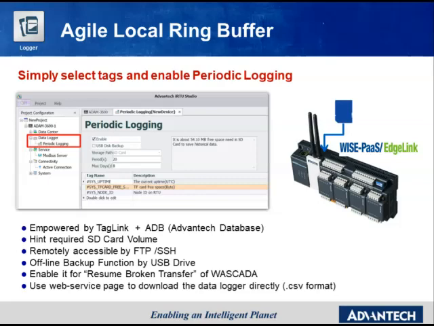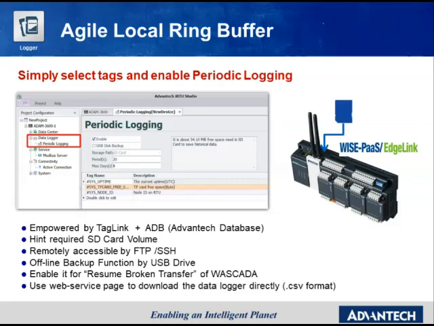ADAM3600 has an SD slot for the local data logger function. For version 2.1 or earlier, the selected tags will be stored on the SD card in SQLite database format. For EdgeLink 2.2 or newer, the data will be stored in the Advantech database, which enhances the performance of the data logger and reduces the CPU usage rate. The user who simply selects the tags and enables periodic logging could also use the web service page to download the data in the data logger in CSV format.